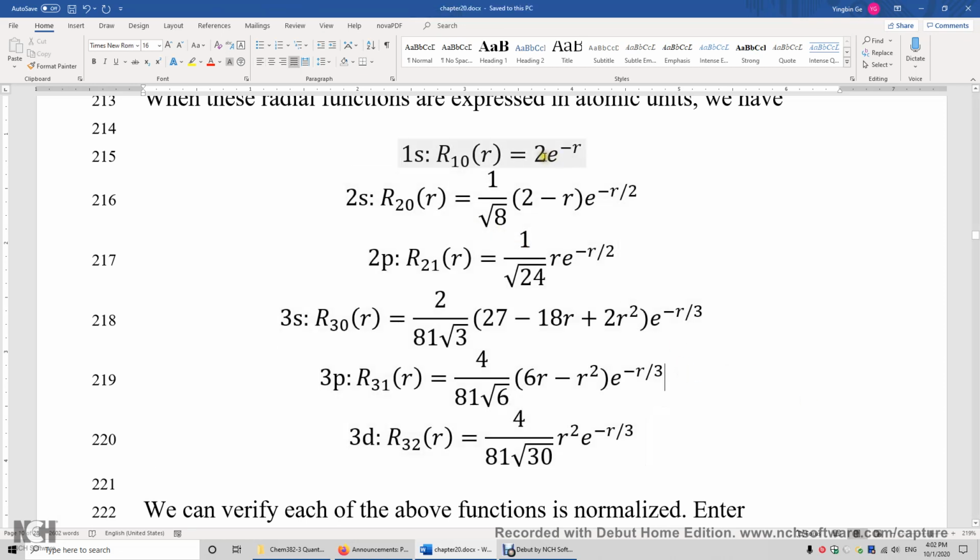You might be confused by those coefficients, 2, 1 over square root of 8. Those are just normalization factors. These normalization factors are here to ensure the integral of the squared modulus of the radial function with respect to the volume element, or the radial part of the volume element, is 1. So this is just to ensure the probability of finding the electrons in the entire space is exactly 1.